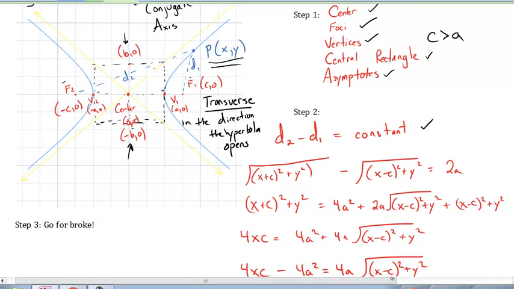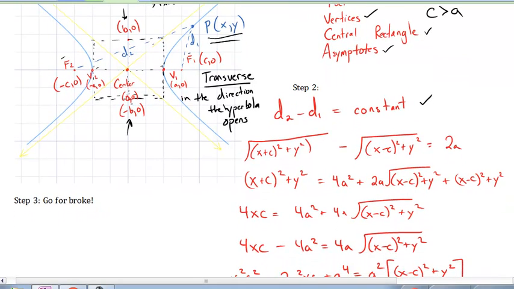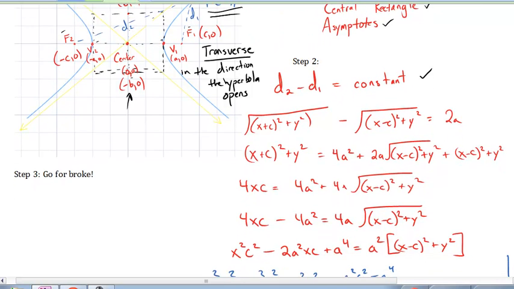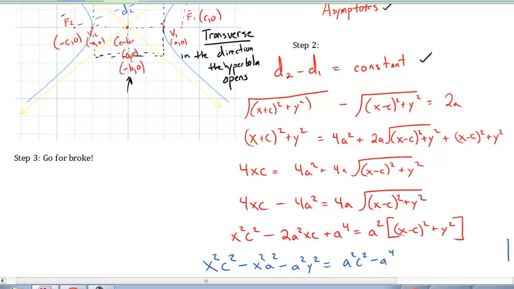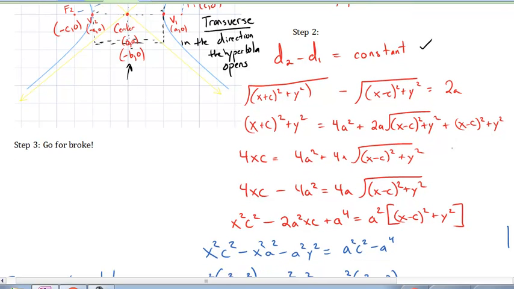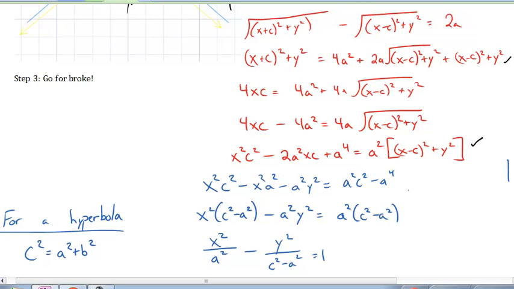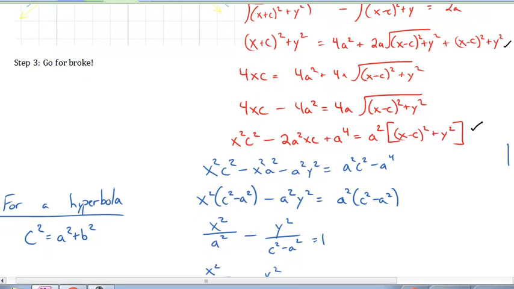I'm going to continue on through the proof. And you'll notice that this proof, which I'm not going to go through line by line, follows the pattern of the ellipse derivation very closely. You can see that I've squared one of the square roots away on this first line here. Then we collect terms together and then square again. And then go about isolating constants in x and y terms until ultimately we get down to x squared over a squared minus y squared over c squared minus a squared equals 1.